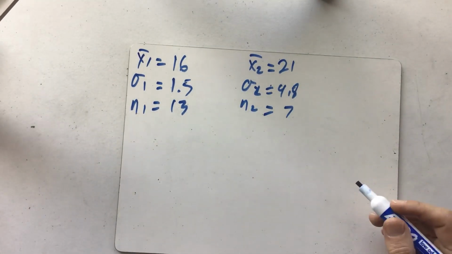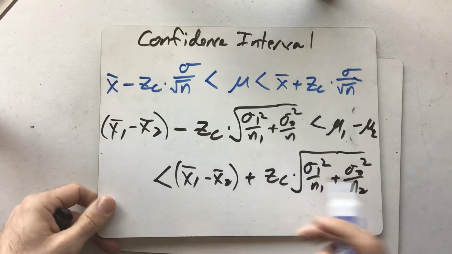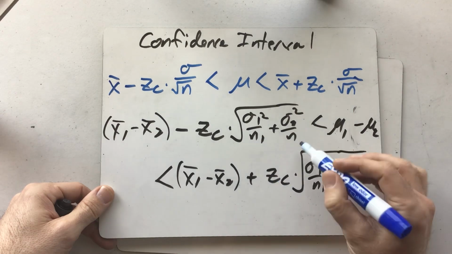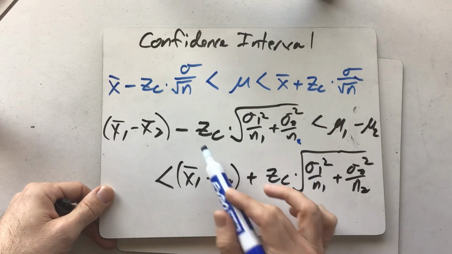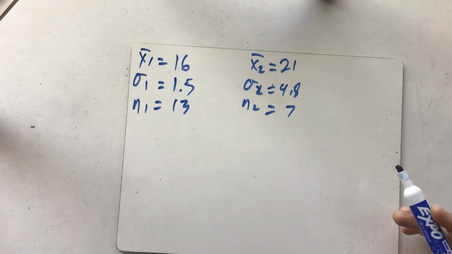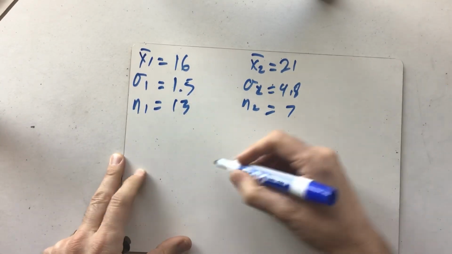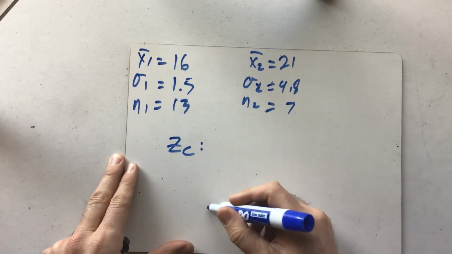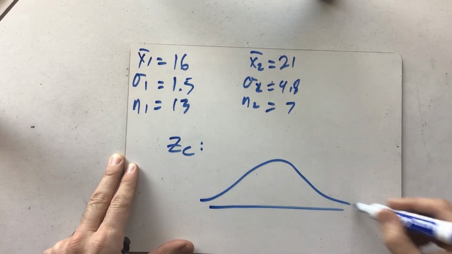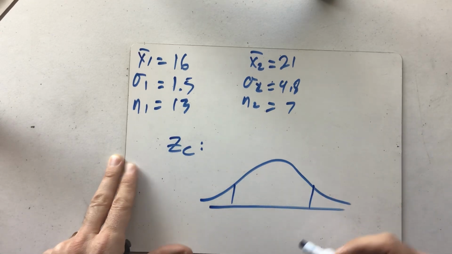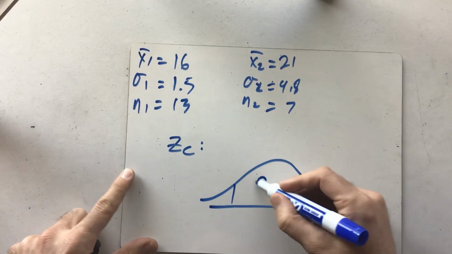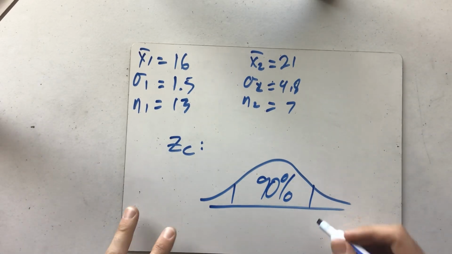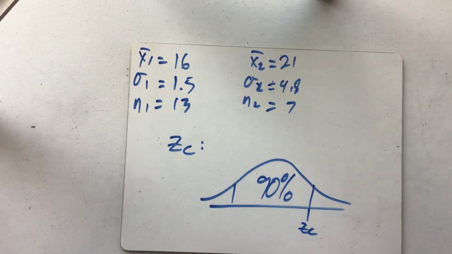Now there's one other number that we need in order to make this formula run. You notice we need x1, x2, sigma 1, sigma 2, n1, and n2. But we also need ZC. So ZC is the last thing we need. And how do we come up with ZC? Well, ZC, you'll remember, is if we want a 90% confidence interval, that means we need 90% in the middle here. How do I do this? And then this is ZC. I always use my app.